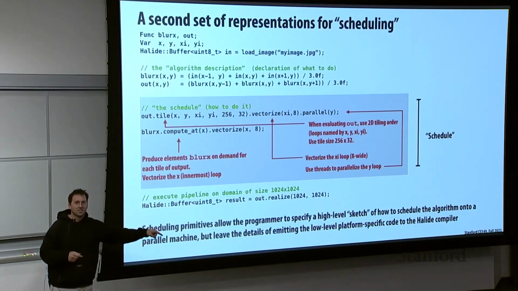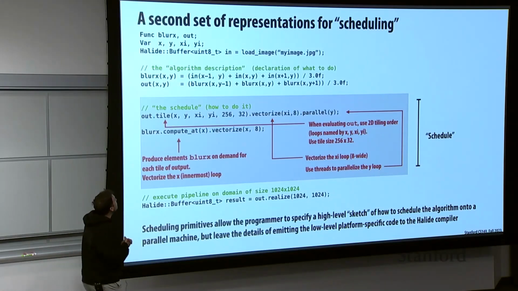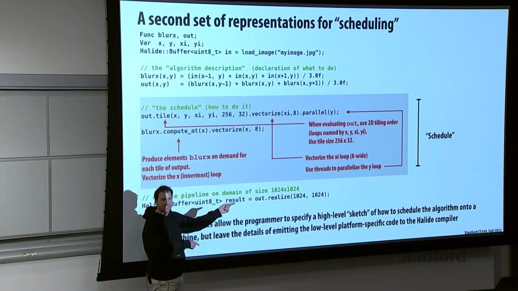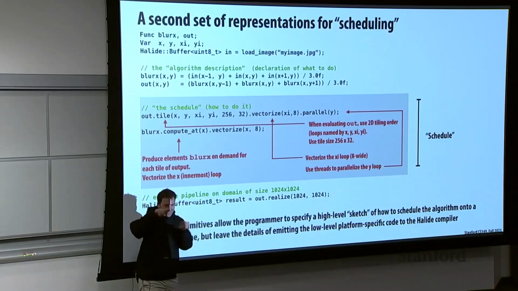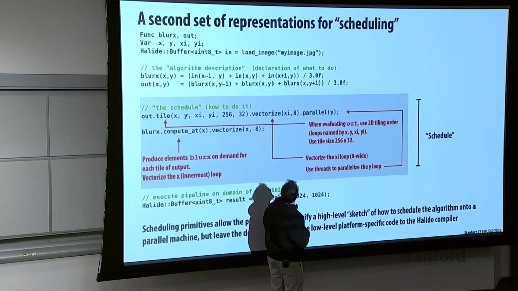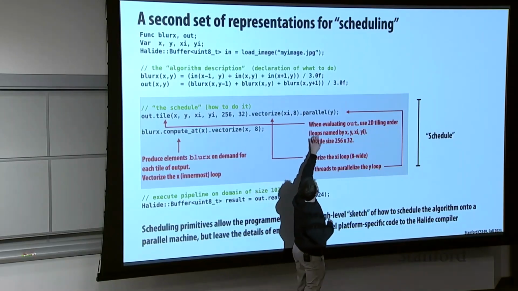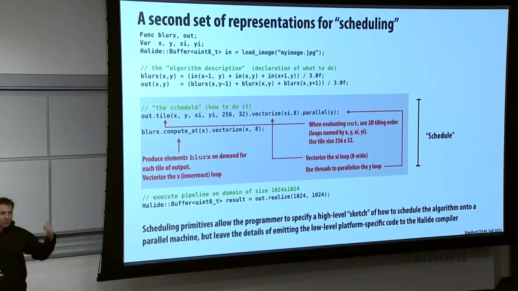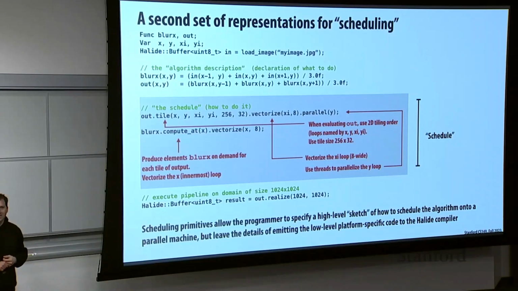specified exactly the solution that we came up with, which is I want you to compute output in tiles of 256 by 32. Please go ahead and call the loops of those tiles x and y, and then x inner and y inner. So x and y are which tile we are, and xi and yi are the inner loops within those tiles. And then I want you to vectorize the loop that's called xi with 8 wide SIMD, and I want you to go thread parallel across the y loop. The result of that will be the code that I gave you on the previous slide.